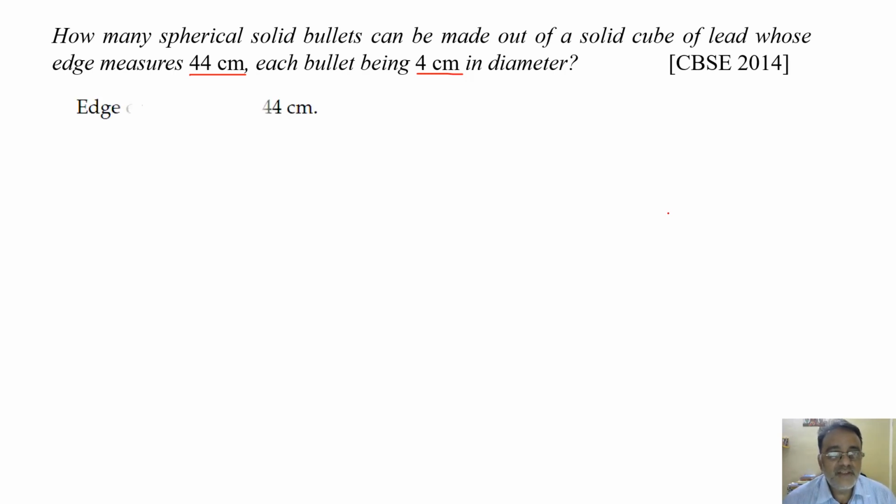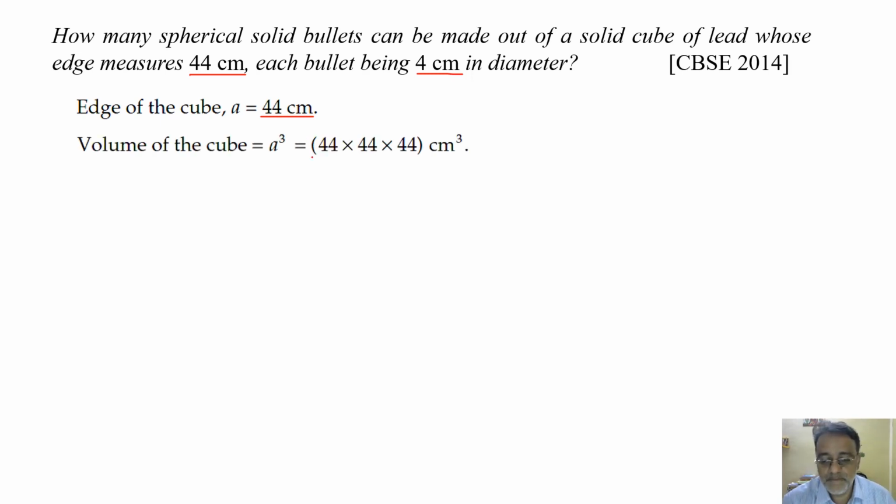So pi involved नहीं है, so we are going to substitute the value of pi, right? So edge of the cube is given 44 centimeter, and the volume will be a cube, that is 44 into 44 into 44 centimeter cube. Now radius of each bullet will be 2 centimeter because diameter is given 4 centimeter.